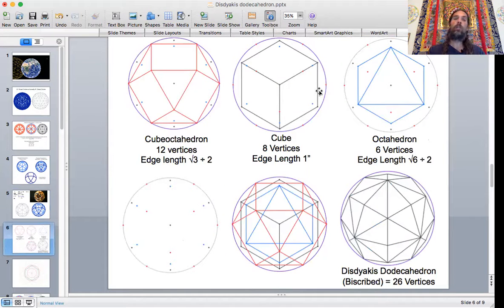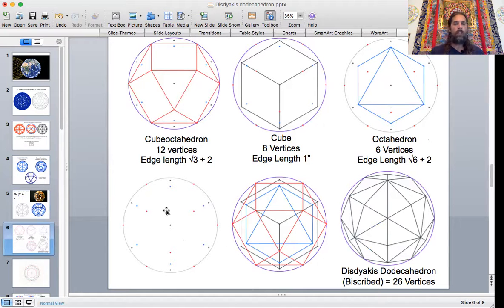So I was working on these drawings because this is now visually showing you what I was just describing. I broke down the disdyakis dodecahedron into these three main elements here. We've got the octahedron, which was providing 6 of the vertices. So these little dots here: the blue, the black, and the red.